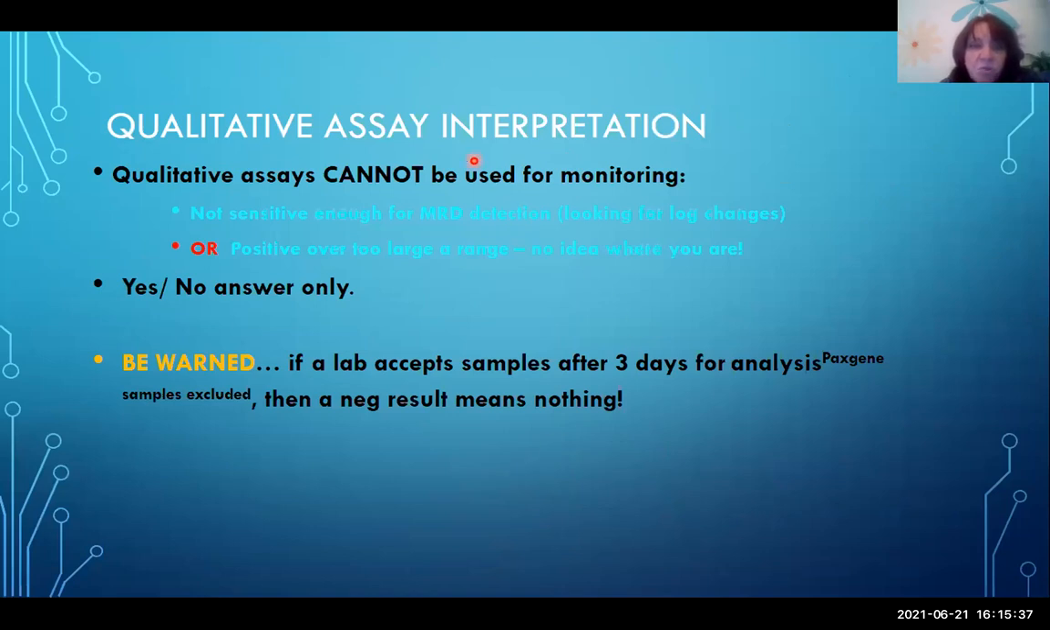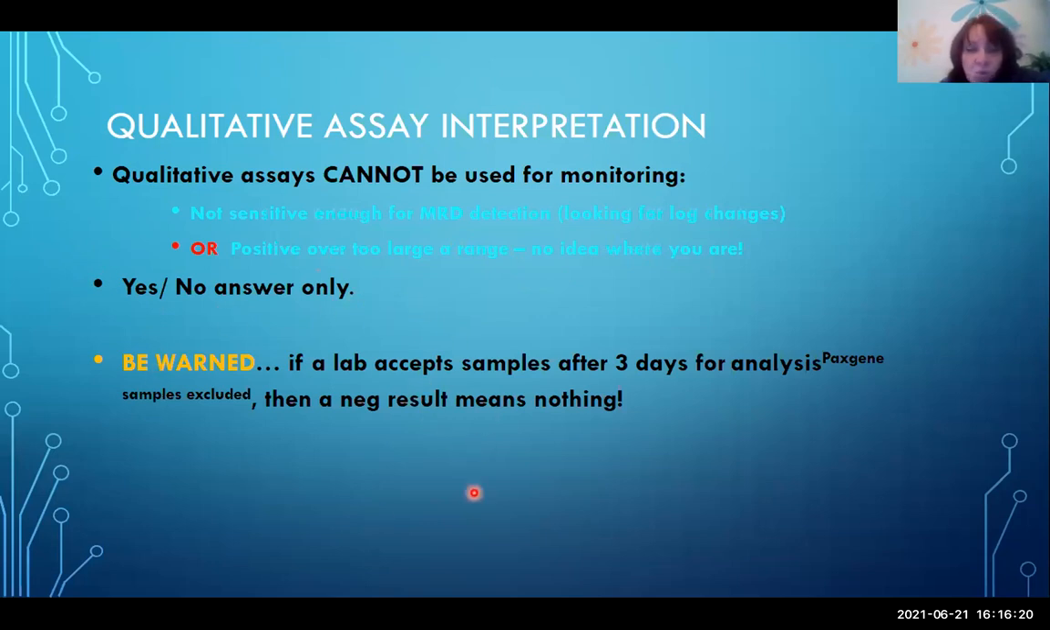So when it comes to qualitative assay interpretation, they really cannot be used for monitoring. They're either not sensitive enough, even though I showed you just now that some are very sensitive, but those that have like a 2% to 10% sensitivity are not sensitive for minimal residual disease, where you need to look for log changes. Or the problem is where an assay is super sensitive, like a nested real-time PCR, for instance, it's going to be positive over too large a range. So you actually have no idea where you are. So that's not useful for monitoring. As I said, it's a yes/no answer only.